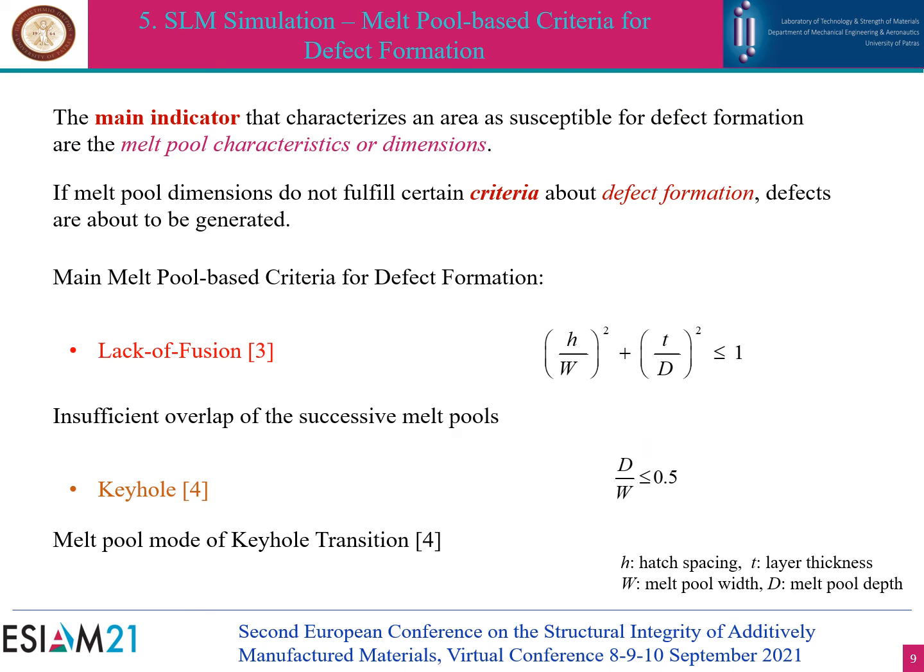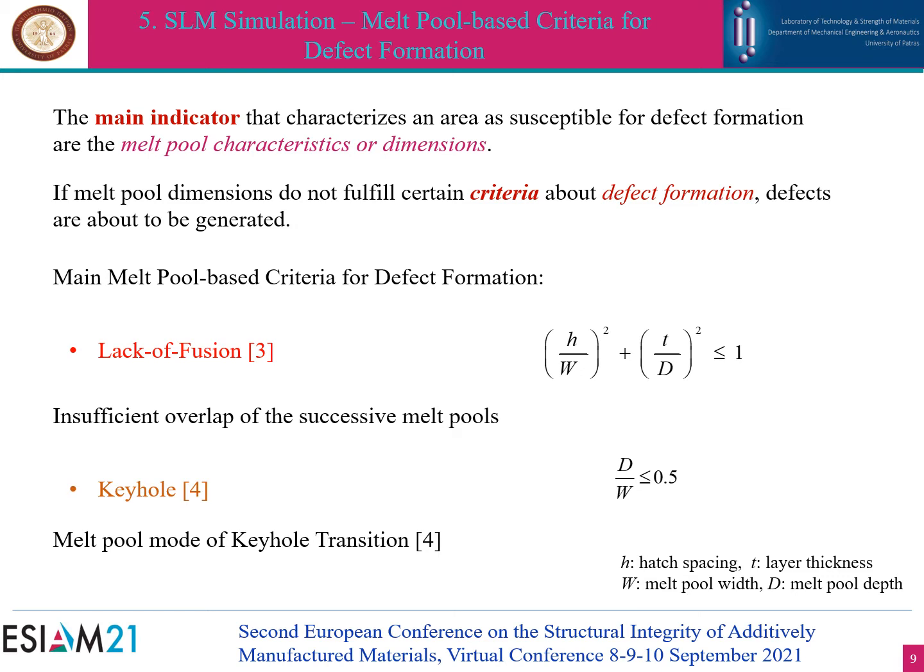To characterize an area as susceptible for defect formation, an indicator is needed. The main indicator in this work is the melt pool characteristics or dimensions, as the melt pool is the fundamental physical feature that ensures the quality of an SLM part.